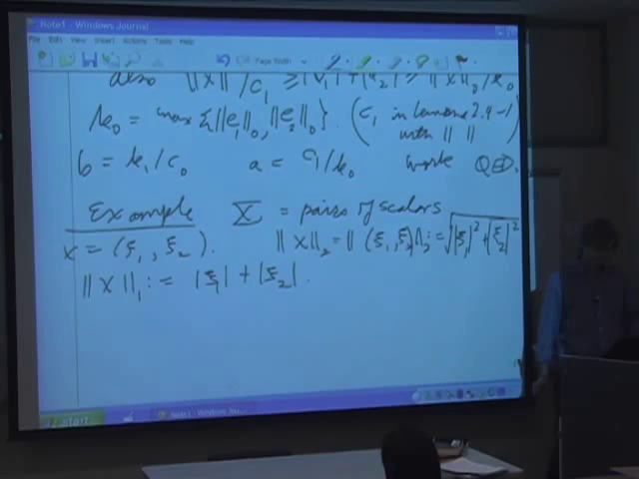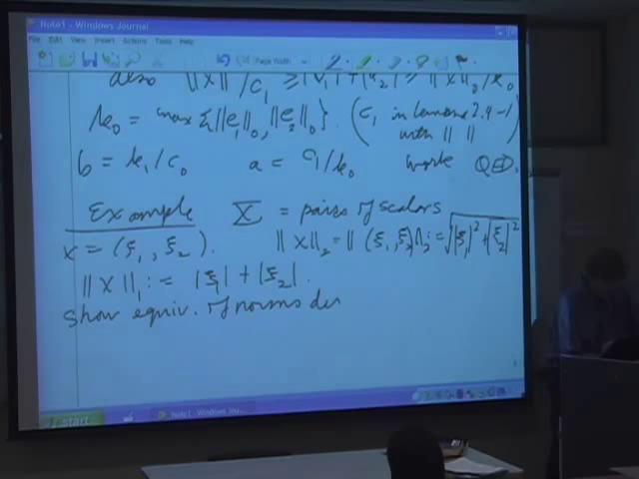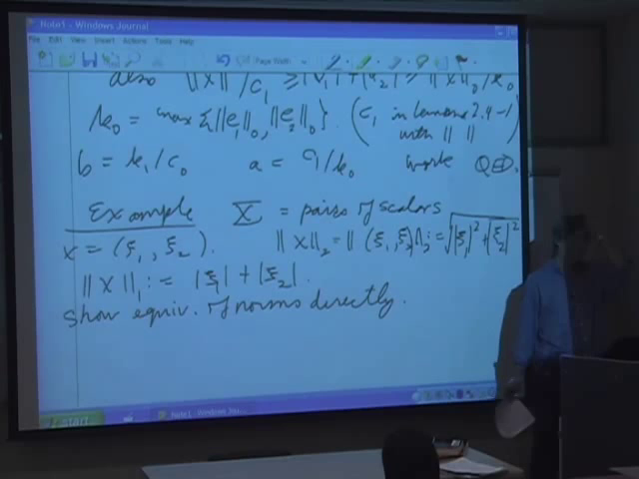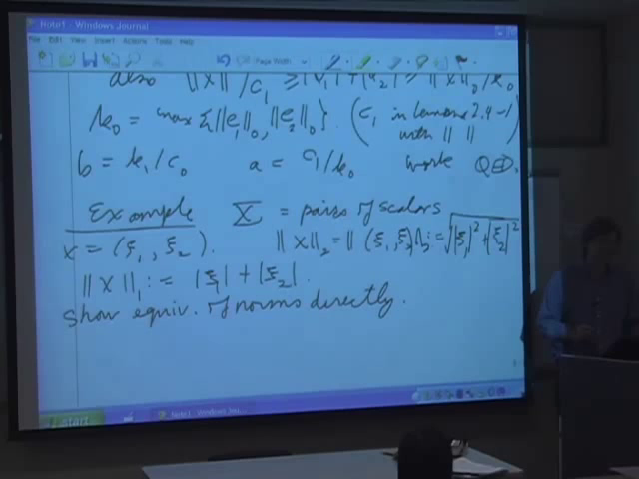So how are these norms equivalent? Show equivalence of norms directly, without using the lemma that I just proved. In many common situations, you don't really need this fancy lemma. We'll use the lemma again later, though. But let's just review again some more topics that we're supposed to know.